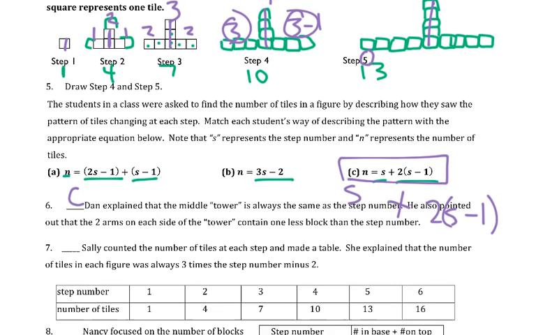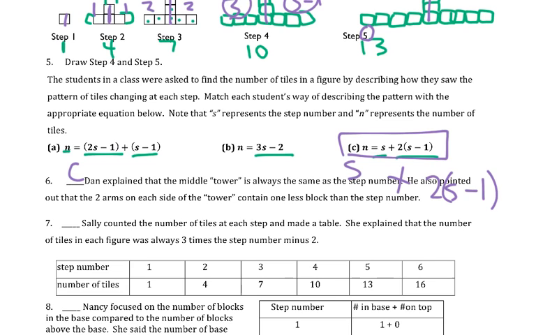Okay, 7 says Sally counted the number of tiles at each step and made a table. She explained that the number of tiles in each figure was always 3 times the step number minus 2. Okay, so where would this minus 2 come from? Well, if we think about what we were doing in class, it's like she went backwards, and since she was adding 3 each time, that repeated addition to where we get the 3 times S, and if we jump back to our starting number, 1 minus 3 would be negative 2, so B was definitely Sally.